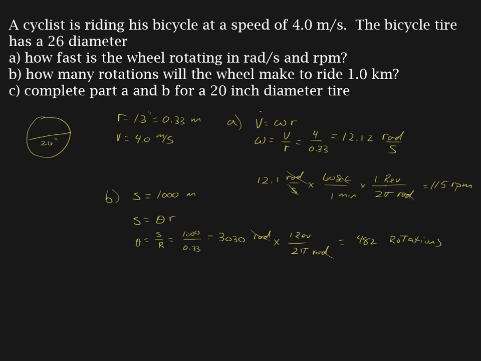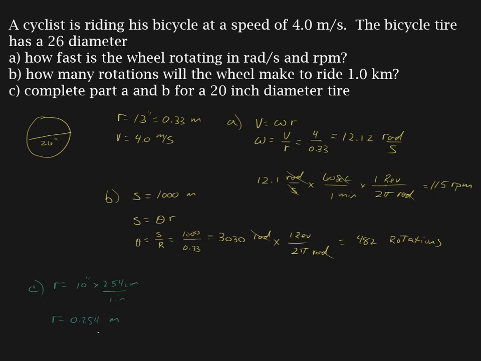Okay, so in part C, we're being asked to do this again, except this time we're going to be doing it for a much smaller wheel. In order to do that, all we have to do is convert the 10-inch radius of the smaller wheel into meters. So R is equal to 10 inches, and we multiply that by 2.54 centimeters in 1 inch.